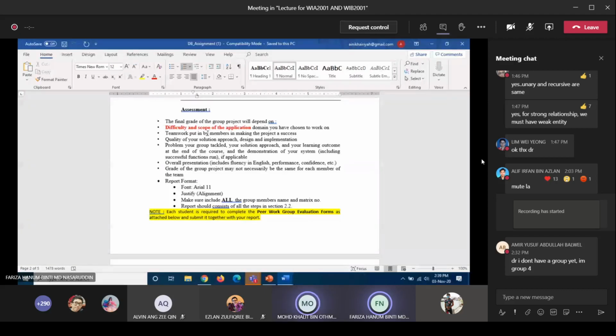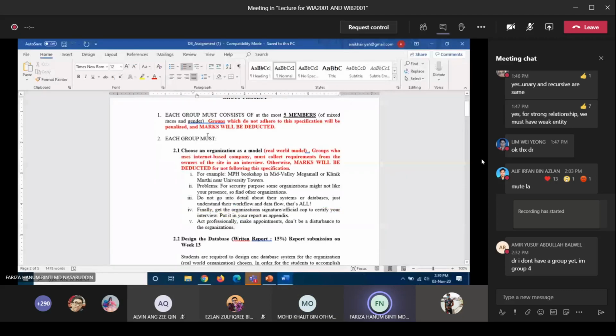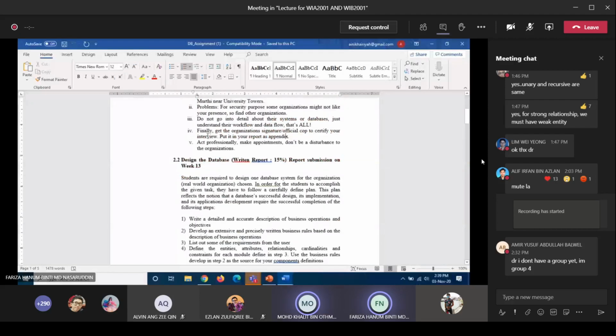Okay, and then if you look through this, there is information about what you need to do. So basically, you will have a written report. Can you see my mouse? Can you see my mouse or not? Students: Can't see it. Okay, never mind.